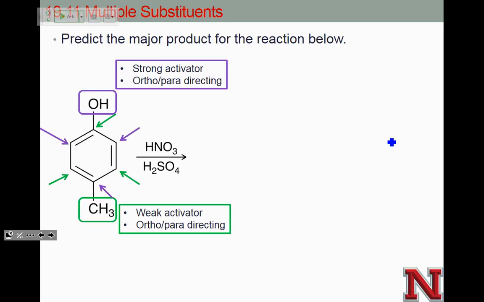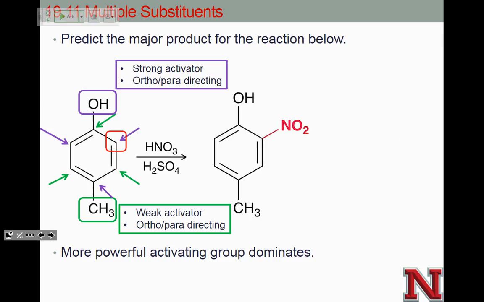So the question is, which one's going to win? Well, which one's going to have the lowest activation energy? And that's going to be the carbocation that's the most stable. And the carbocation that's going to be the most stable is going to be the carbocation that's ortho to our strong activating group. So the stronger the activator, the more likely it's going to be to direct. So it's more powerful, it's going to dominate. Activators are going to dominate over deactivators, because deactivators increase the activation energy. So the stronger our activator, the more likely it is to direct in that position.